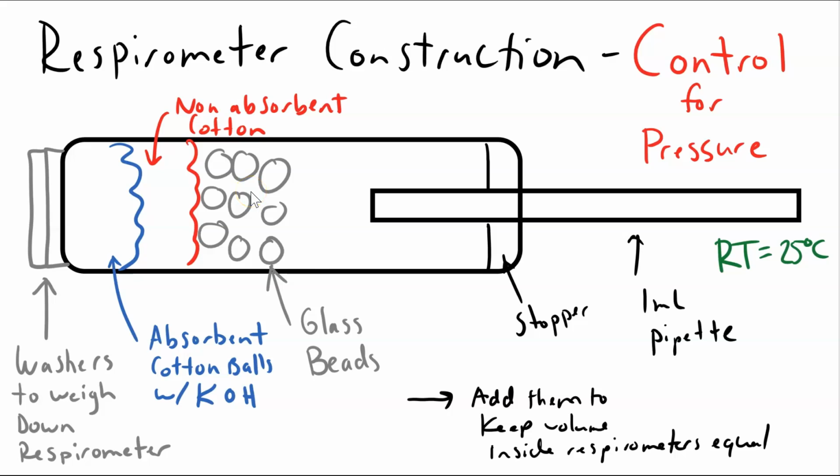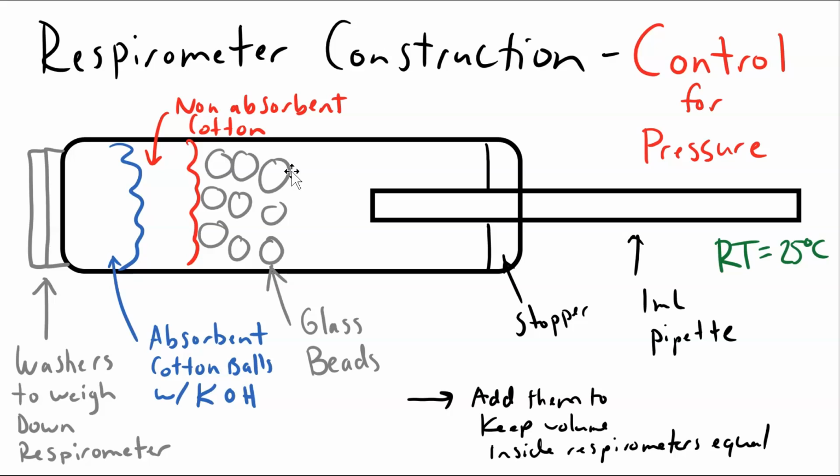In this case, this is the control, so there is nothing living here, but we have these glass beads, okay? The glass beads control is basically going to control for pressure changes that would occur in the environment. So we're going to do this experiment side by side with our other experiment. In this case, we're studying germinating peas, so we're going to do it side by side with germinating peas.